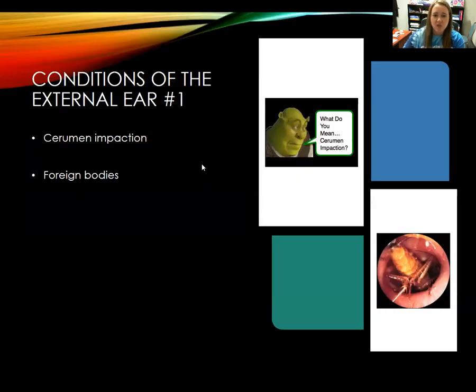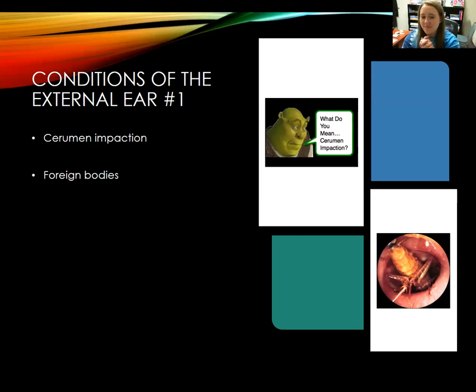Conditions of the external ear. So cerumen impaction. I always think of Shrek. I know it's starting to get old now because that movie came out in like the early 2000s, but he puts that Q-tip in his ear and pulls out a whole glob of wax and then lights a candle to eat dinner with. It's like his earwax candle.